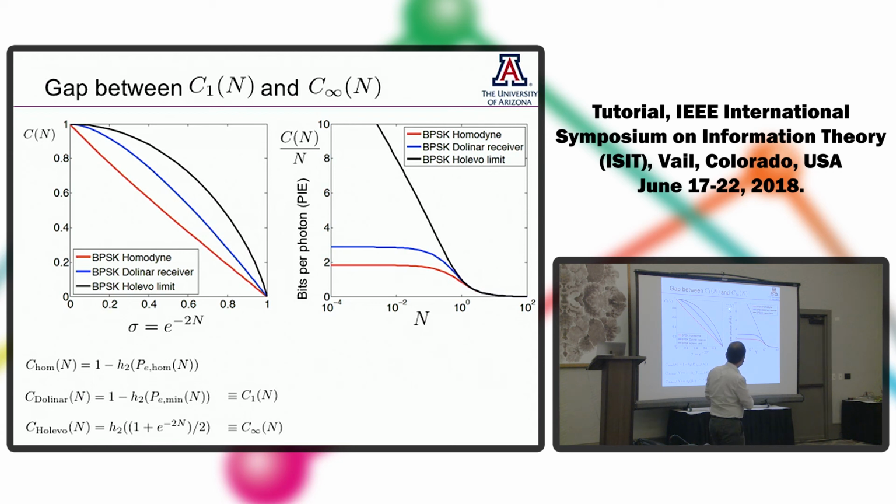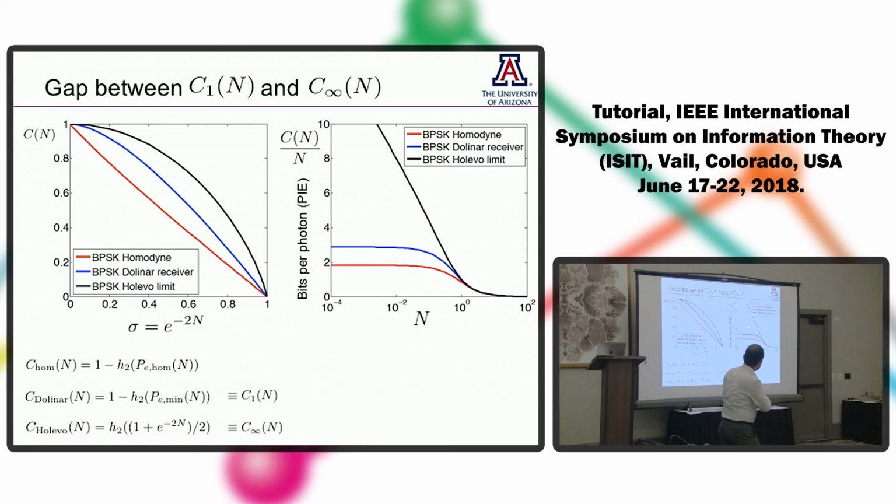So C of n is the bits per pulse, bits per BPSK pulse, which is what we were plotting so far, divided by the number of photons per pulse. So this is your bits per photon, and this is mean photon number n. Now something interesting happens: both the Dolinar receiver and the homodyne detection receiver, their bits per photon caps off at a certain value. So this is 2.89, just 2 log 2. But the bits per photon attained by the optimal receiver goes to infinity as n goes to 0.